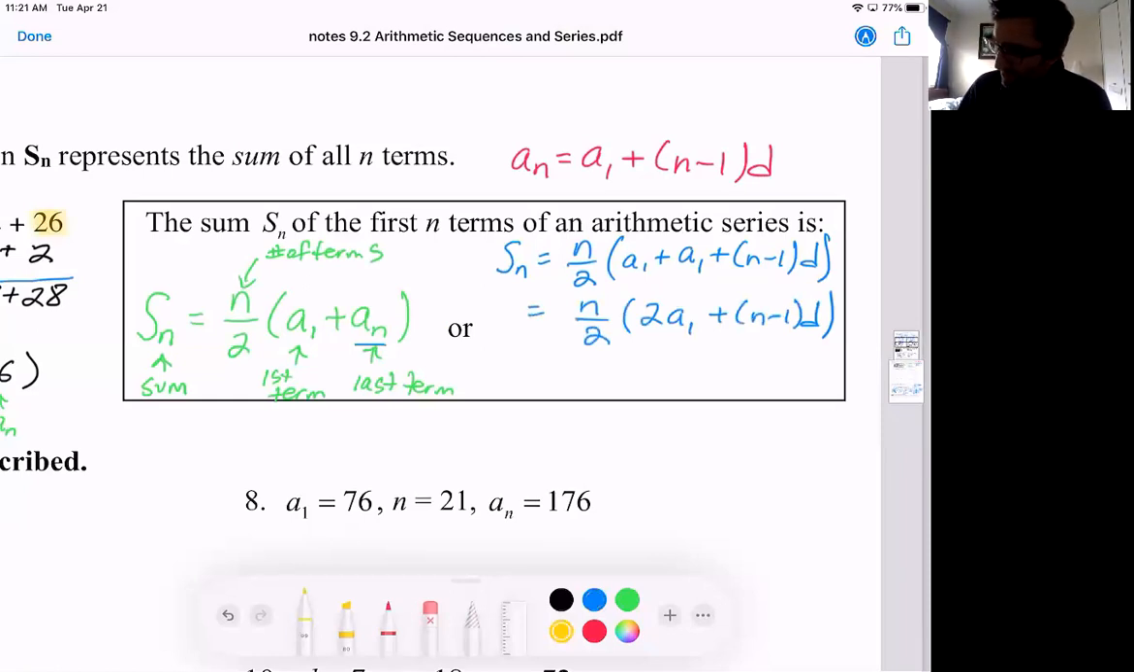So maybe I'll highlight those. This is one of the formulas, and then this is the other formula. Maybe I'll put S sub n.